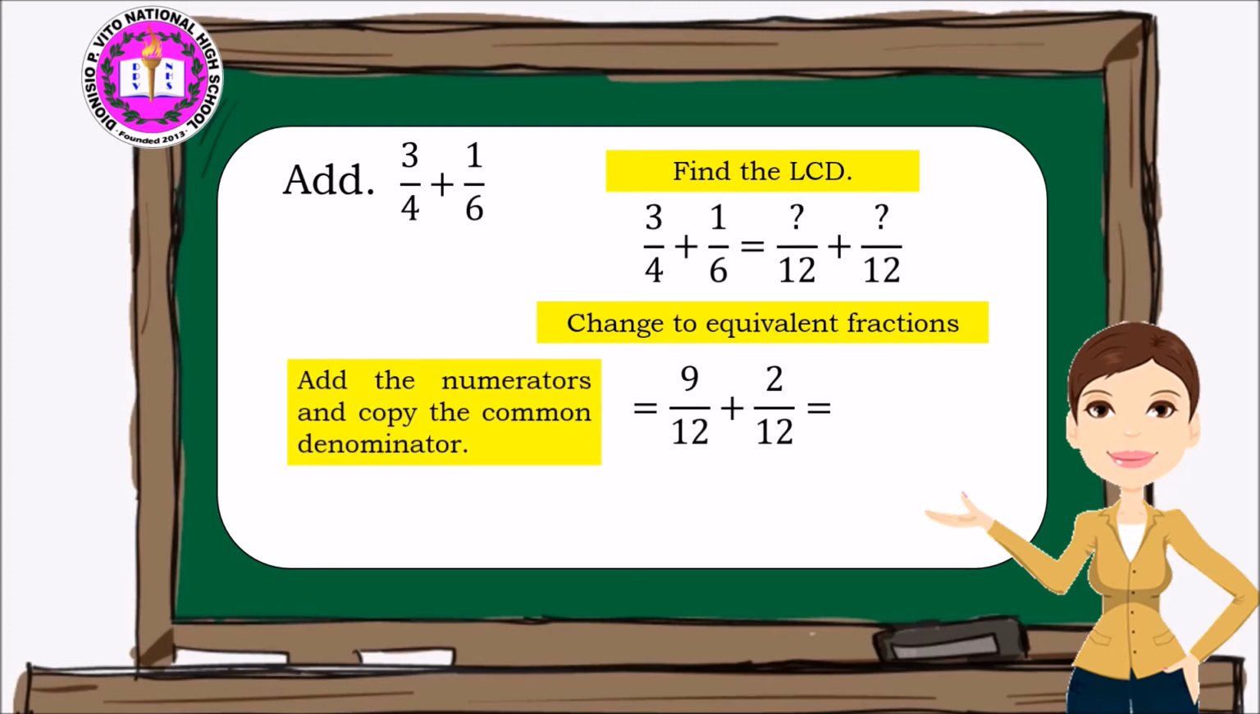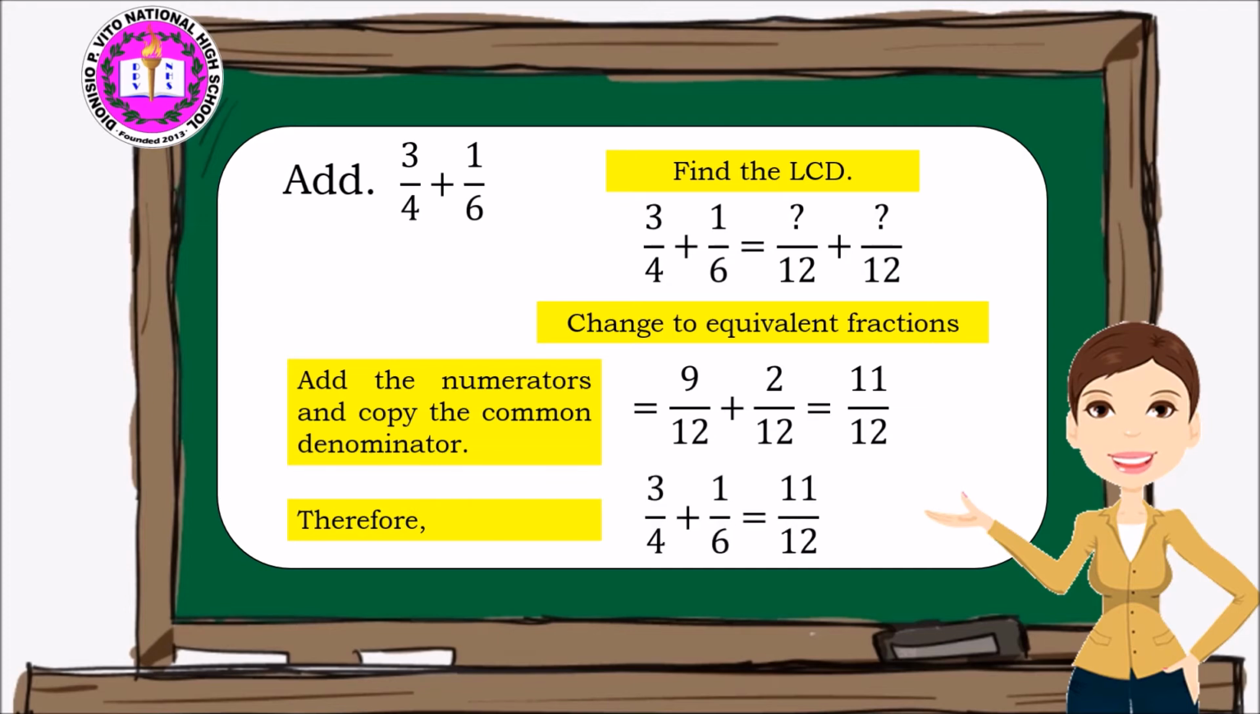Then, we're going to add the numerators and copy the common denominator. Therefore, we have 9 over 12 plus 2 over 12 is equal to 11 over 12. Therefore, 3 over 4 plus 1 over 6 is equal to 11 over 12.